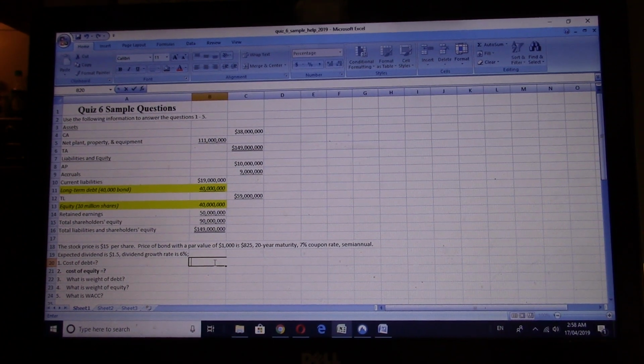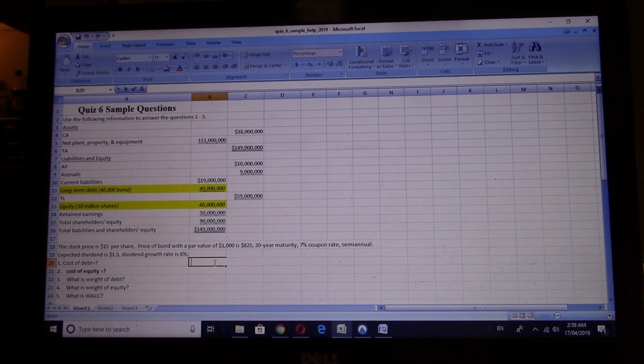Okay, so this question has given you the information for assets. Also, you see liability and equity. There's one item you should give some attention to. It's called long-term debt. Each long-term debt is just a bond to investors. The value of this long-term debt is $40 million. Each bond contract is worth $1,000, so there are 40,000 contracts this company has issued.